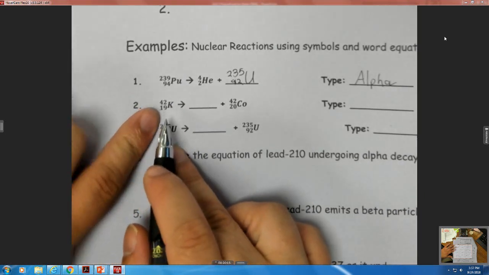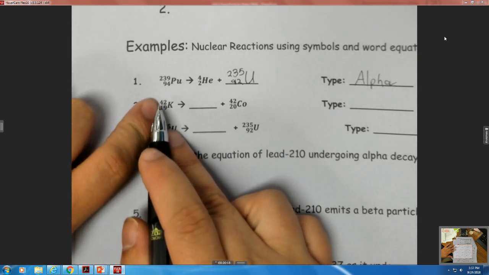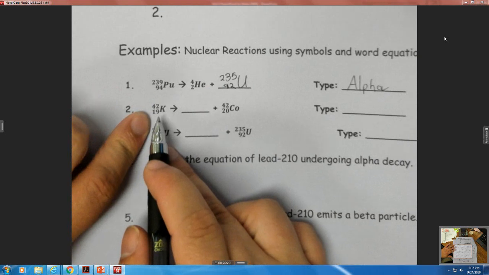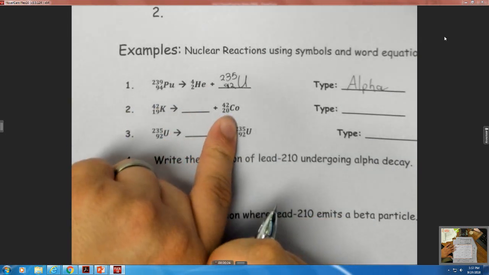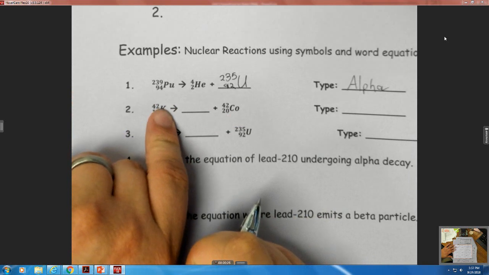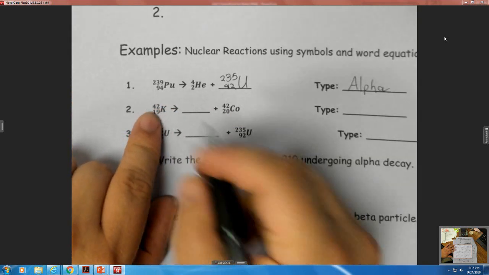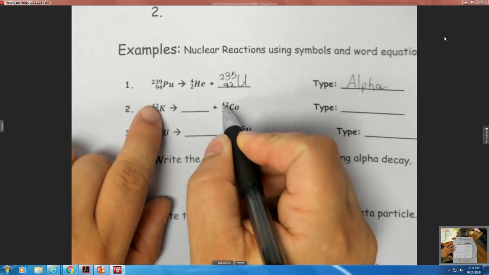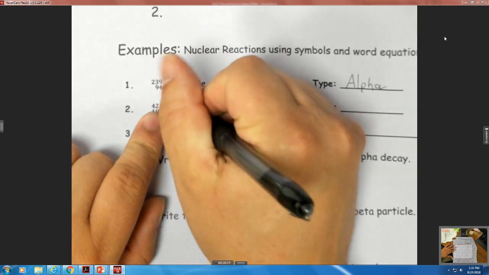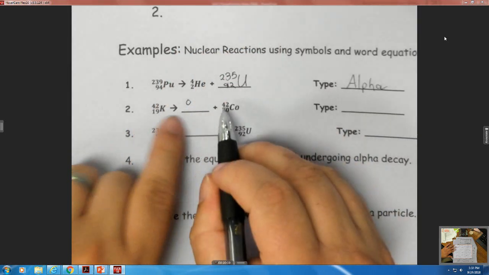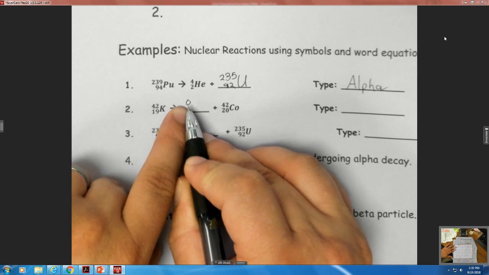Okay. Next, this time I've got potassium with a mass of 42 and atomic number of 19. And this time I'm not given the particle. I'm given the new element that's left behind, but I don't know what the particle is. Well, again, we just have to make sure that we make the numbers balance. Well, if I have a 42 on top and a 42 on top, my number in the middle is going to have to be 0 because I want those to balance. They're already balanced, so I better not change anything. I better make that a 0.